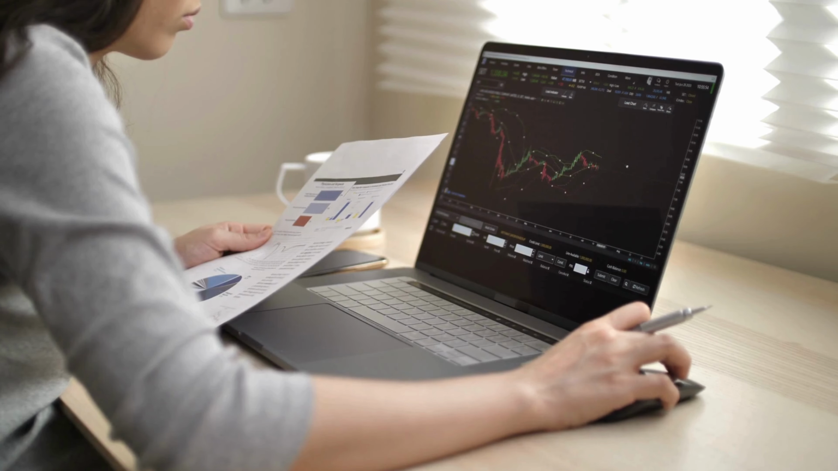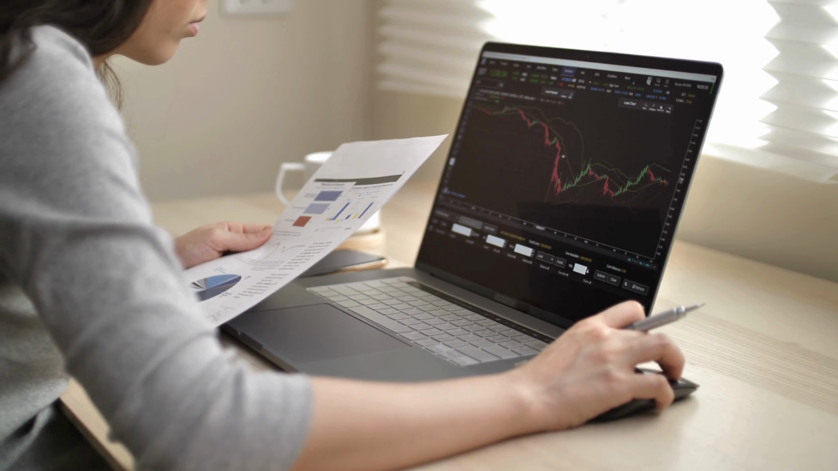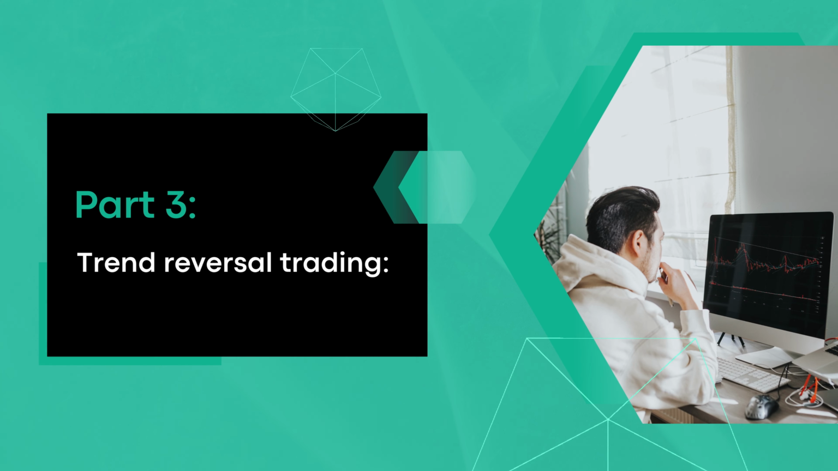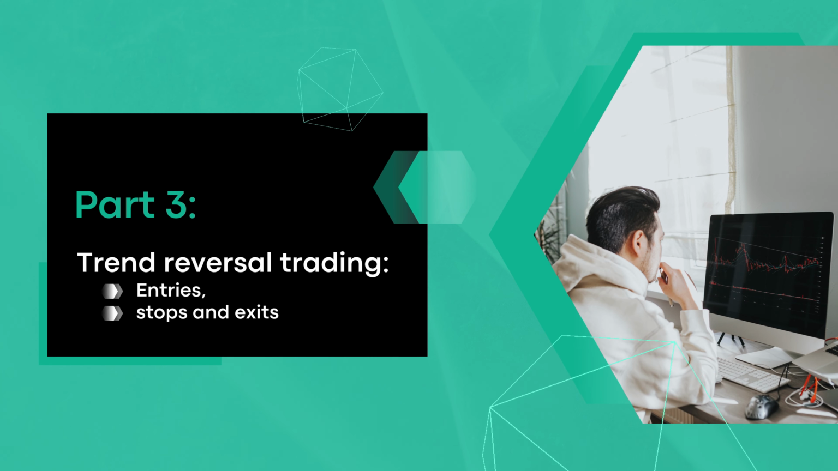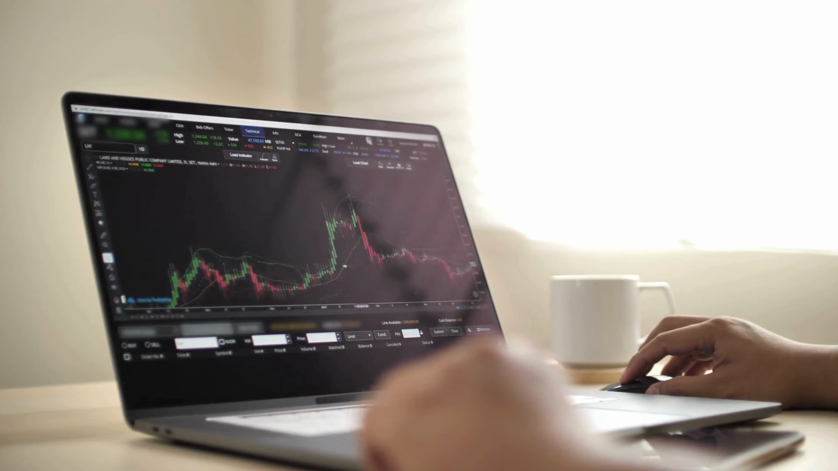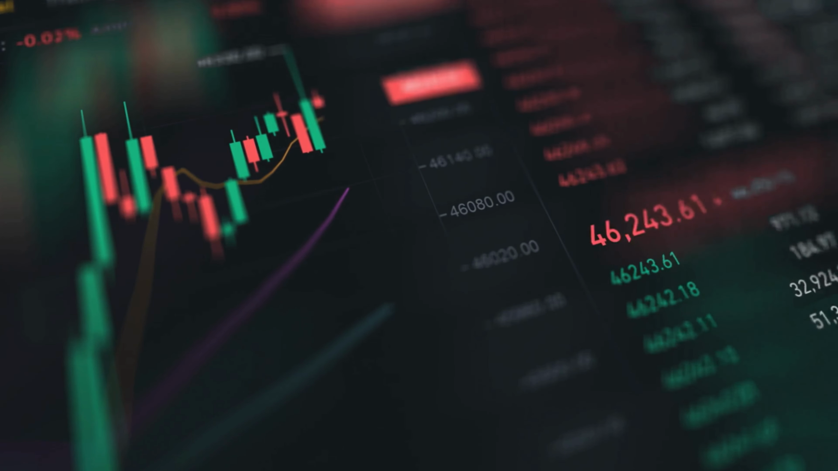Next, you'll discover how to time your entries, stops, and exits when trading trend reversal. Part 3. Trend reversal trading. Entries, stops, and exits. So now the question is, how do you time your entries in trend reversal trading? Well, there are 2 ways to go about it.